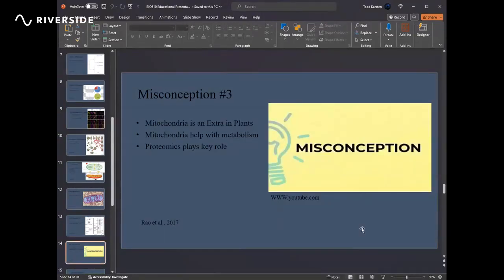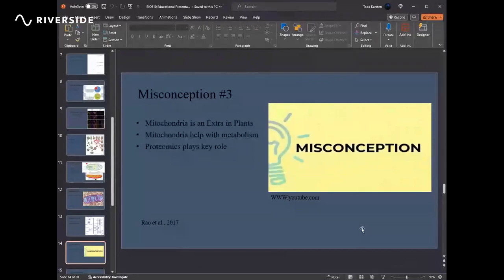Misconception number 3. The mitochondria is just extra. That's not really the case. The mitochondria has a central position regarding metabolism. They help provide energy as well as a metabolic go-between to the cell and other regions.